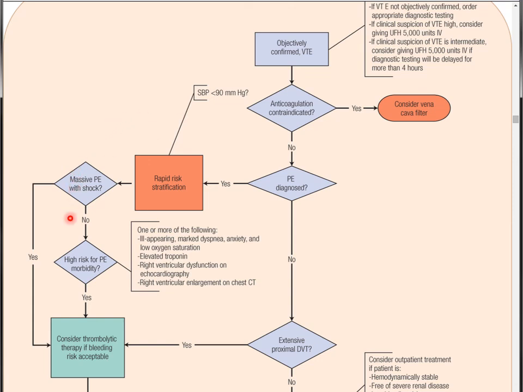However, then you would move down and consider, okay, what else is going on here? If they are having a PE, they're not really unstable at that point. This is where we consider things like treatment doses of heparin, which is usually very short acting. You have to give the heparin drip.